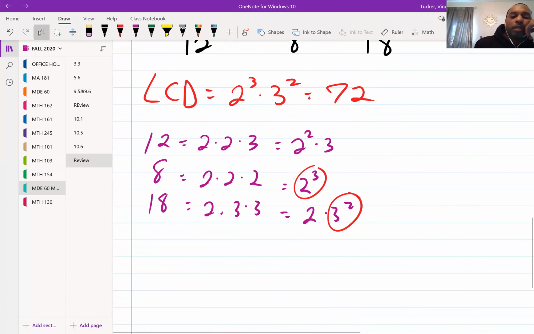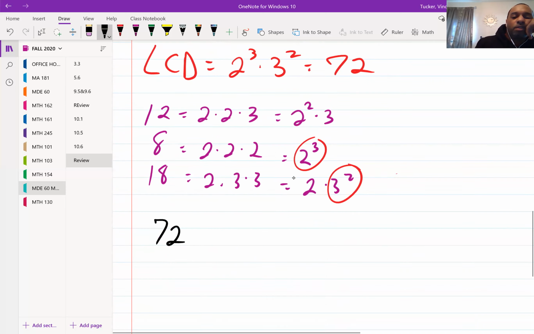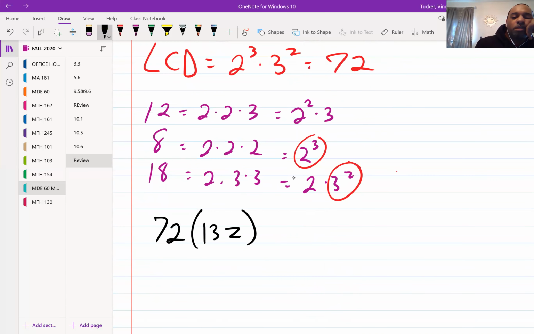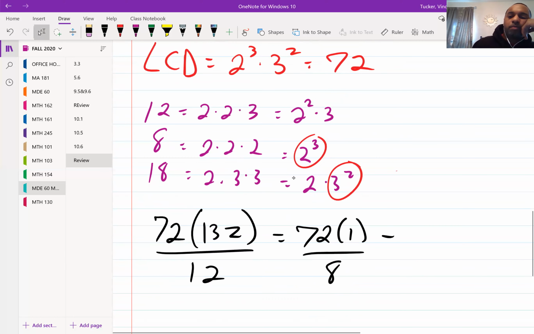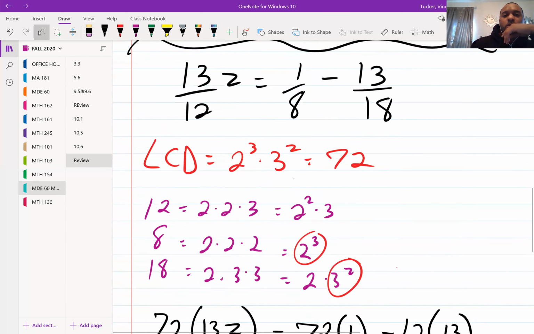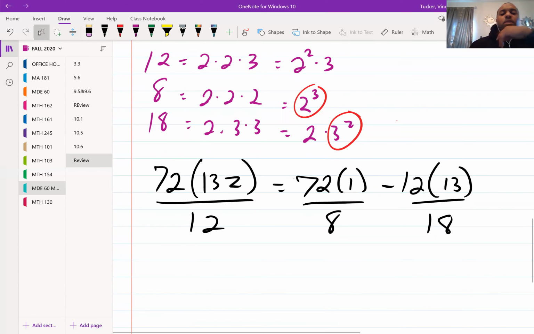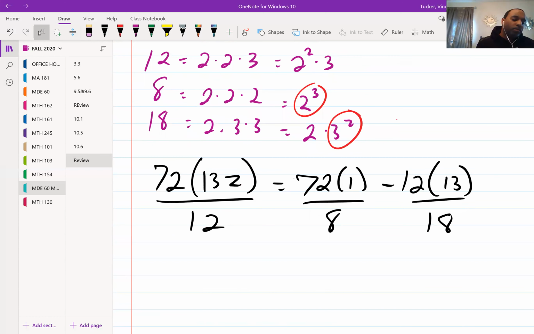So now you take that 72 and multiply each numerator by it. So 13, 1, 13, 8. Okay. So you're multiplying the LCD times each numerator. Yep.